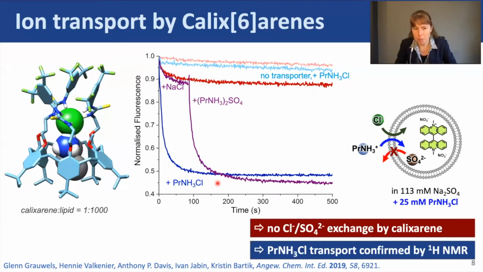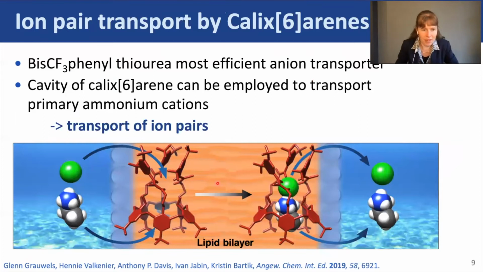Well, to fully prove that we have indeed propylammonium chloride going inside, Glenn used NMR experiments looking at what ended up inside the liposomes, and this confirmed that propylammonium chloride is transported by this Calix 6 arene. So this Calix 6 arene uses its macrocyclic cavity to bind the propylammonium, while the chloride binds to the thiourea groups, and then the ion pair is taken across and released on the other side. So this is the first example I wanted to show you.